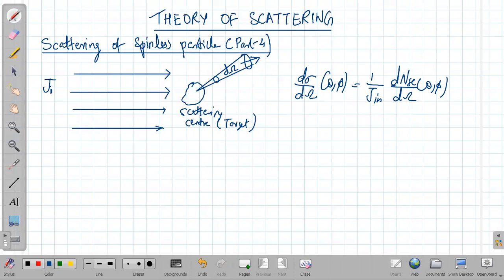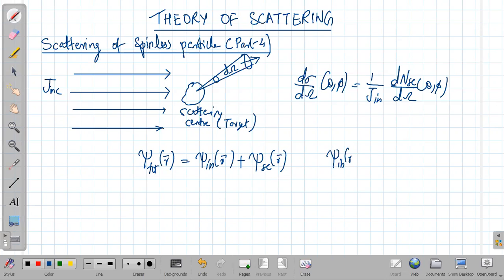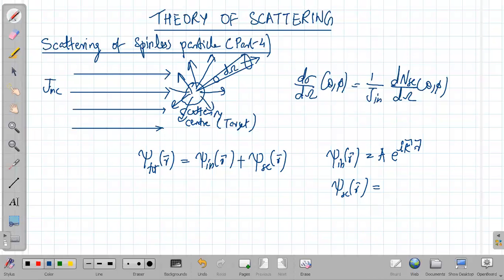And if you recall the total wave function, for such a system the total wave function of the particle can have two parts. One is the wave function of the incident particle plus the wave function of the scattered particle. The wave function of the incident particle will take a very simple form because it represents a plane wave, and I can simply write it as A times e raised to i k dot r. Whereas the scattering part of the wave function would be a spherical wave because it will be directed in all possible directions. There can be back scattering, forward scattering, and so on.